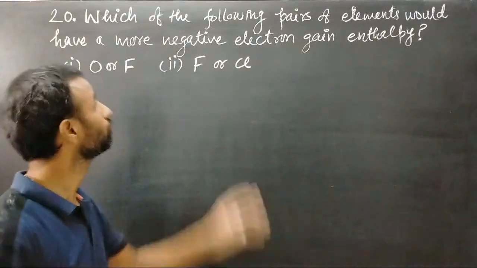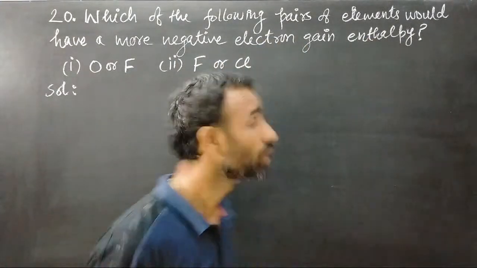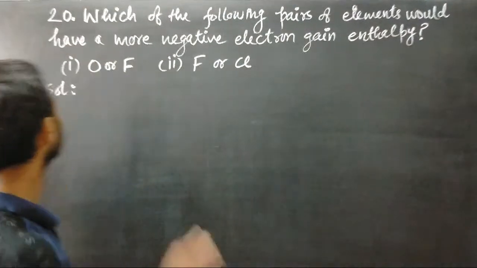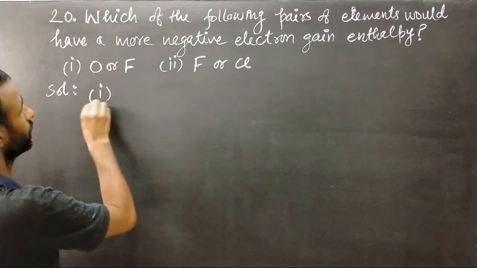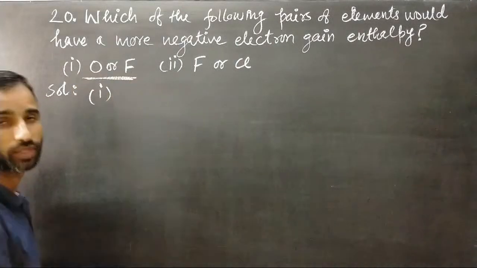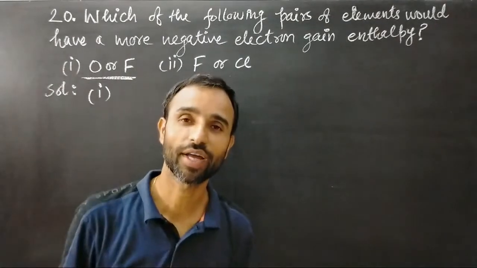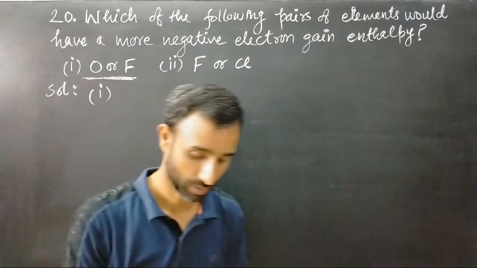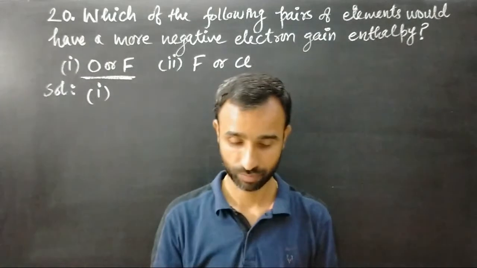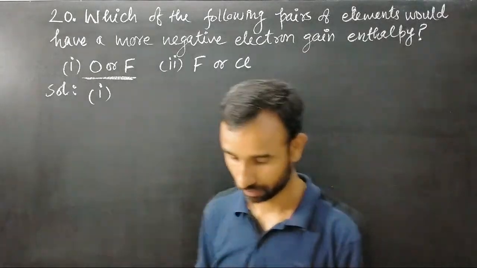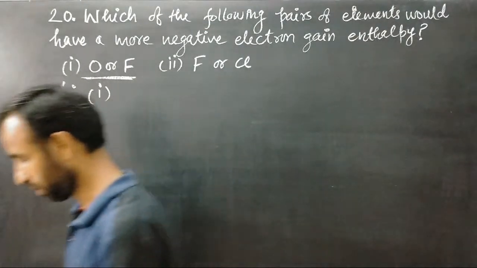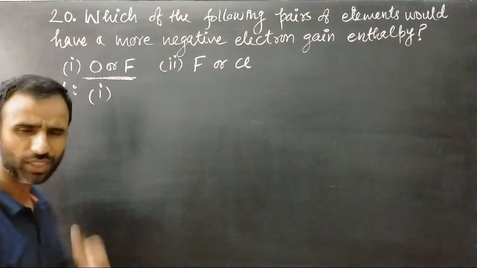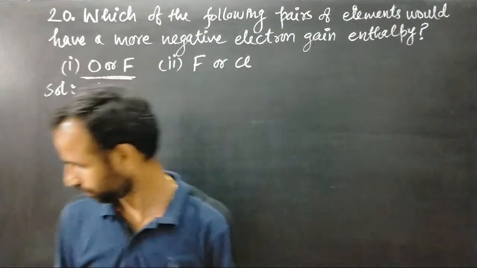Question number 20: which of the following pairs of elements would have a more negative electron gain enthalpy? The first pair is oxygen or fluorine. Which one has the more negative electron gain enthalpy? Out of fluorine or oxygen? Very good, Abhay. Ralam, great. It is fluorine. Why is it so?